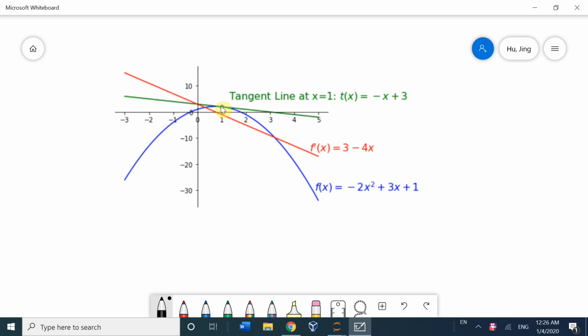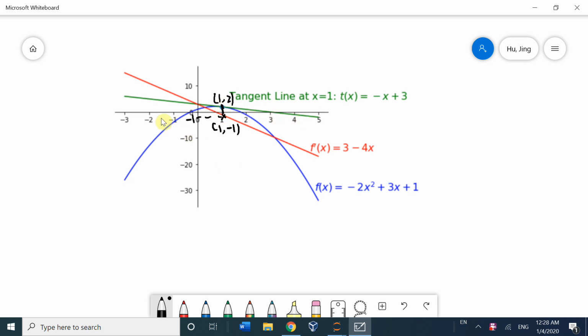Now let's explain. This point is x equals 1, y equals 2. And this point is on the original function, also on the tangent line. This point goes to another point on the red line. The y value, we just plug in x equals 1. So it's negative 1. So this point is x equals 1, y equals negative 1. The y value negative 1 is the slope of the tangent line, this green line, at x equals 1.